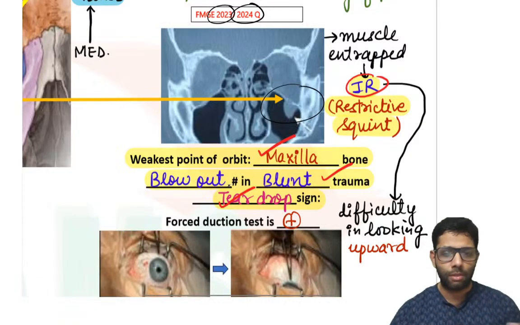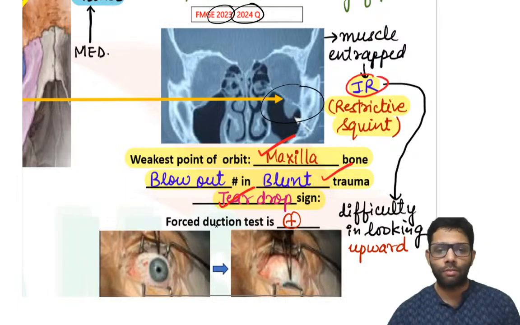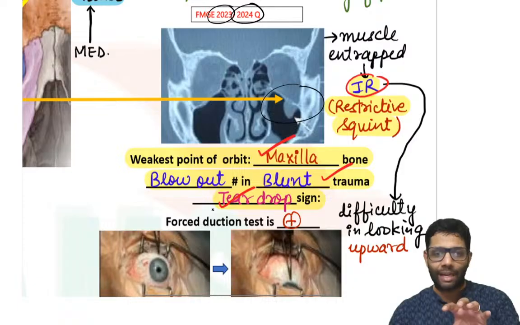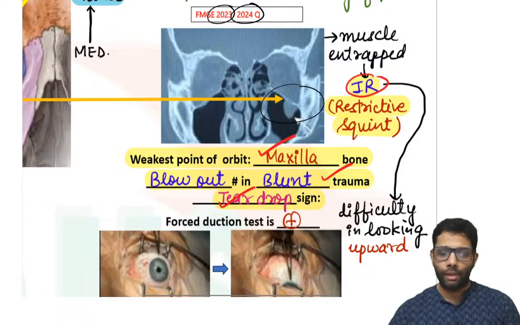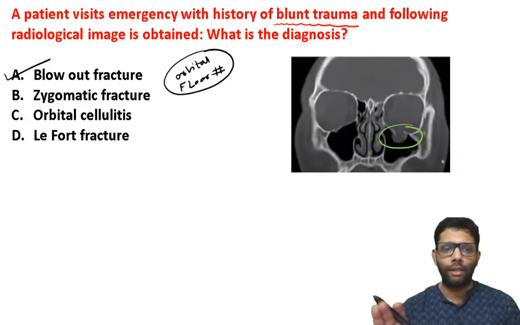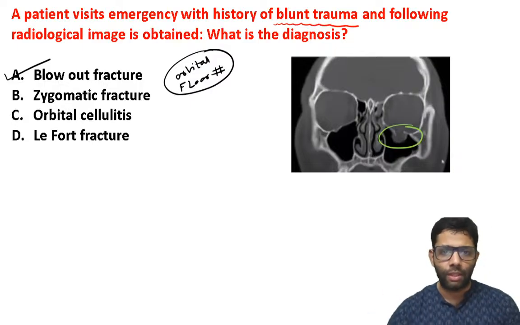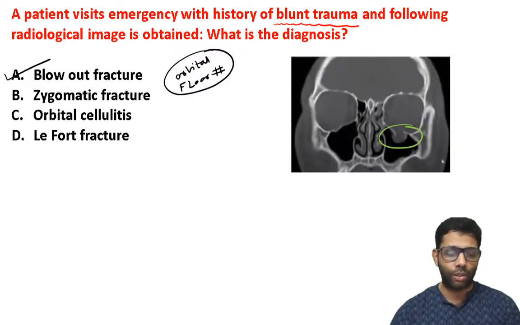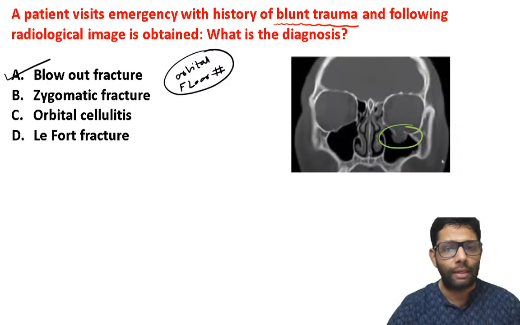Teardrop sign is there, as many told in the live YouTube session. And the forced duction test is positive because the inferior rectus muscle is entrapped. So there is a restrictive squint, and the patient will have difficulty in looking up. Here the question is directly to identify, so it was a straightforward question. I think one out of one question should have been solved correctly because it was repeated multiple times in PYQs. Blowout fracture. There should be no mistake in a previous year question in any exam.